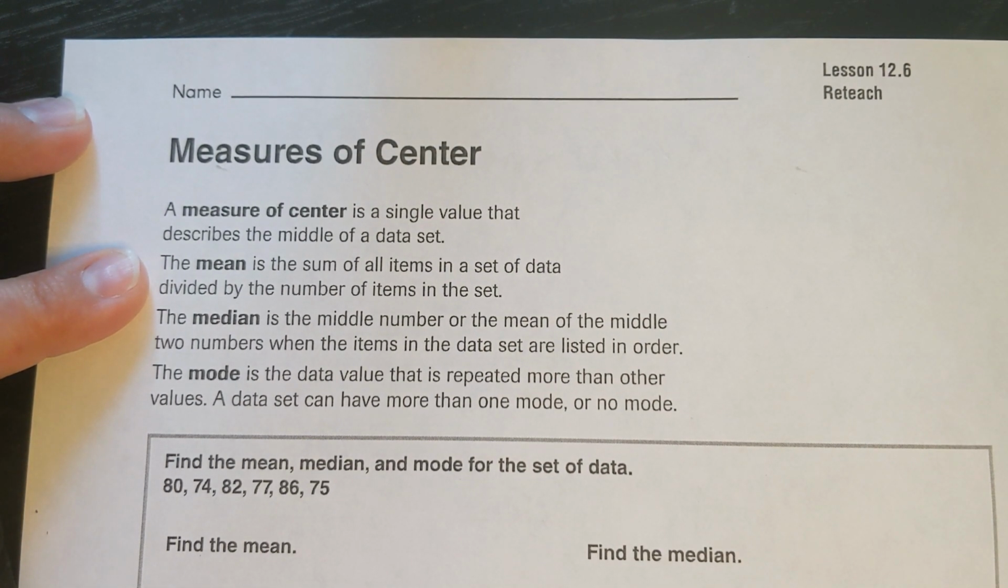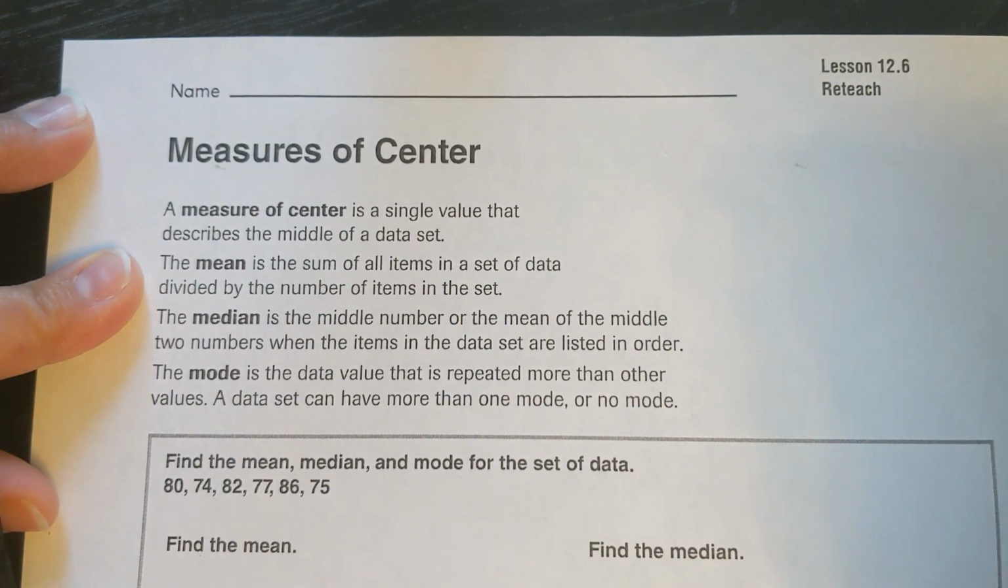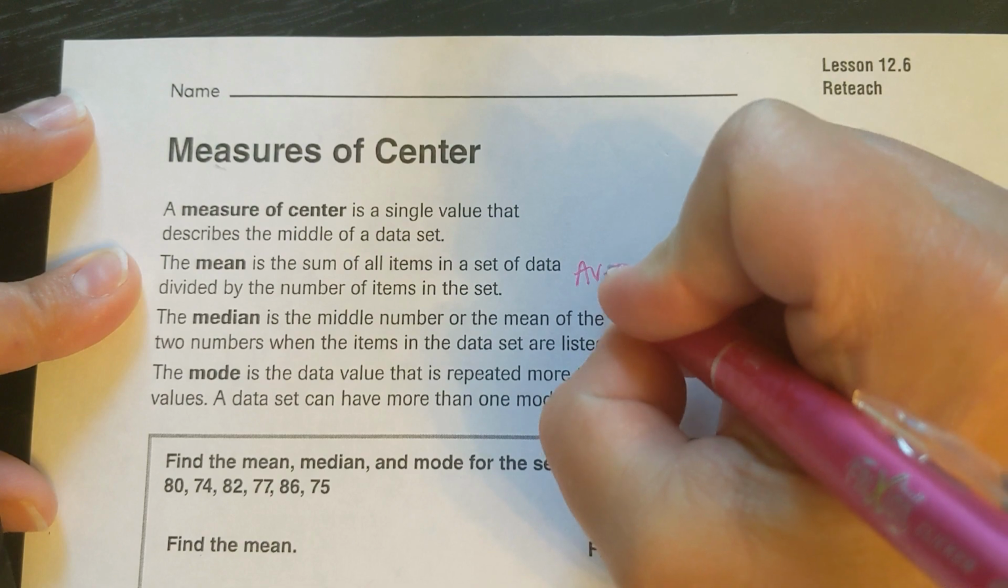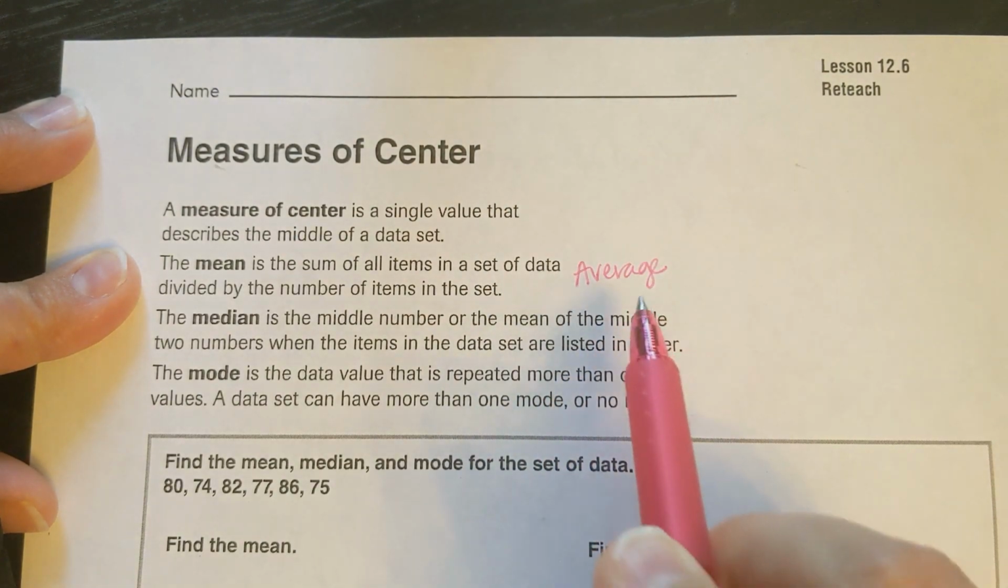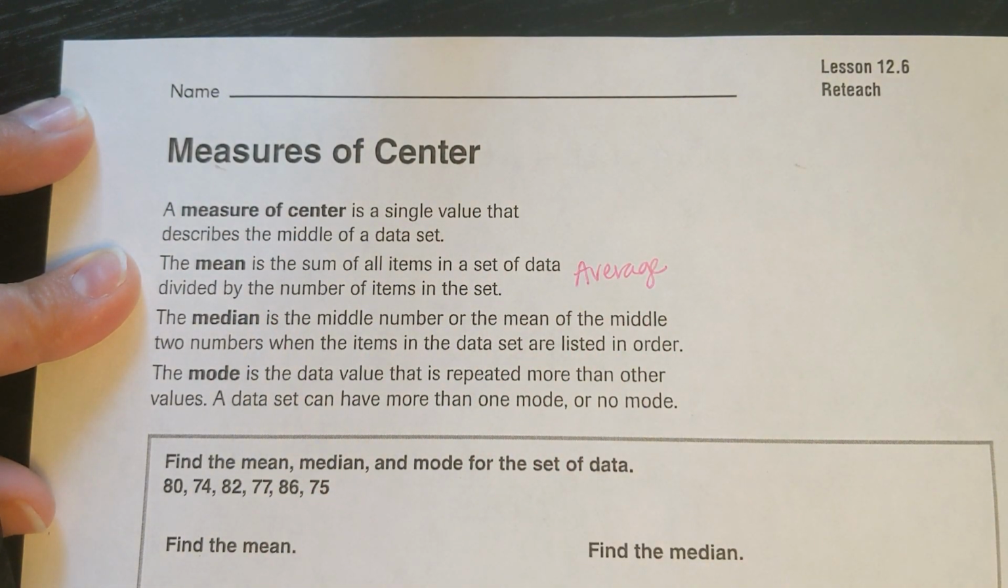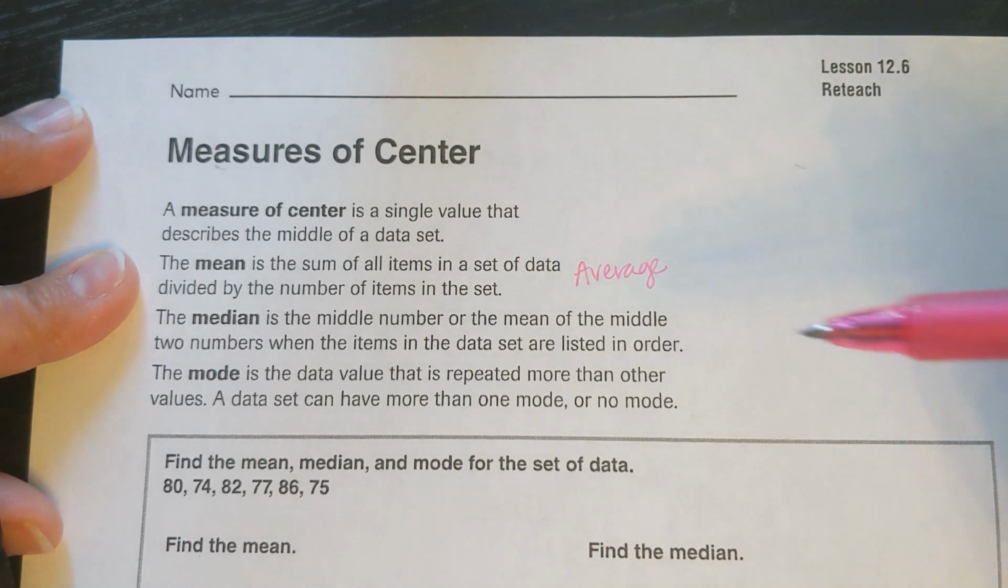The mean is the sum of all items in a set of data divided by the number of items. Another word for this is average. They work interchangeably, so don't change it to average when you see mean, but understand in your head that mean means average and average means mean. Got it? Okay. And then the median is the middle number or the mean of the middle two numbers when the items in the data set are listed in order.